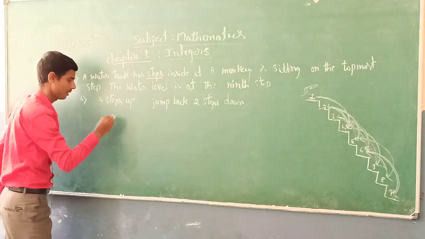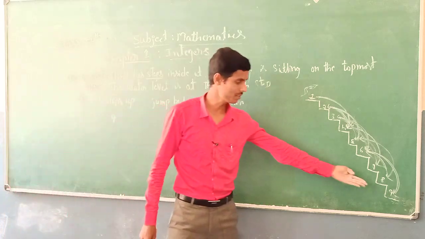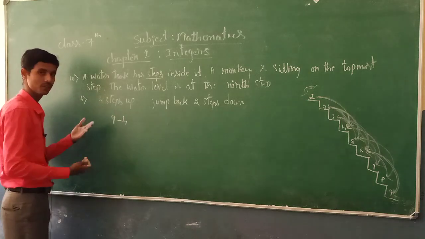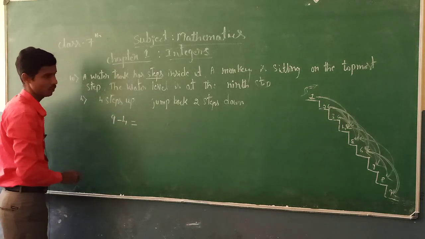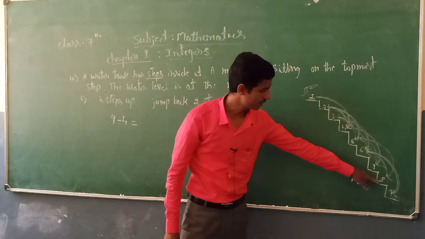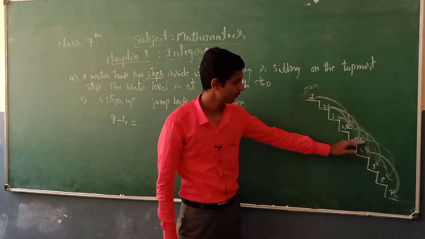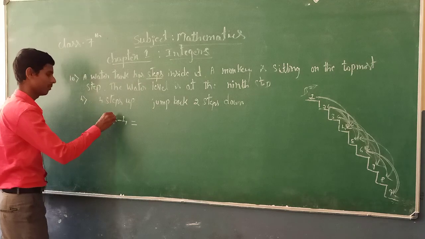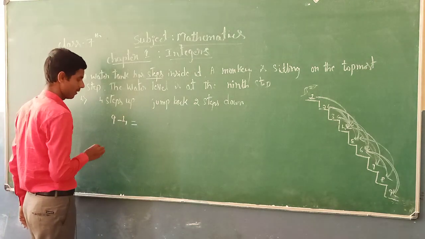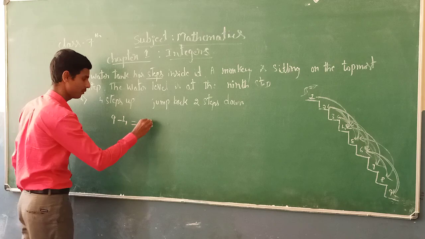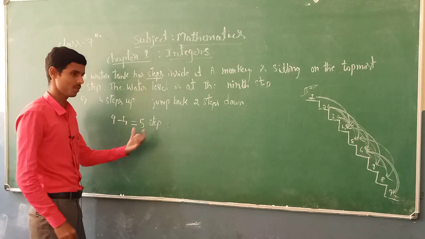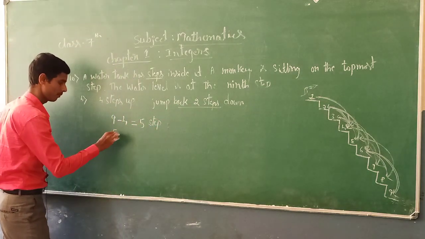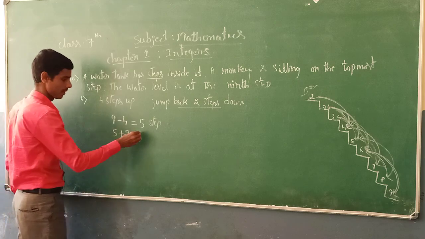So the monkey is on the 9th step. 9 minus 4, right? 9 minus 4 means, see, this is the 8th step, 7th step, 6th step, 5th step. The monkey will reach the 5th step in 1 jump, right? So 9 minus 4 is 5, the 5th step. Again it will go back 2 steps down. 5 plus 2 is 7.